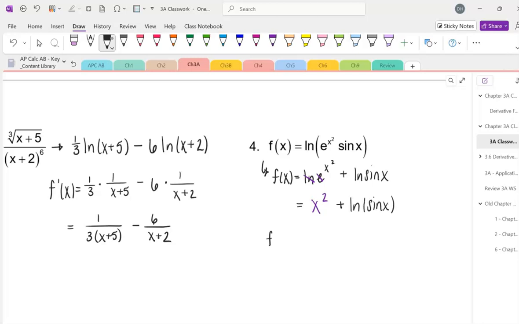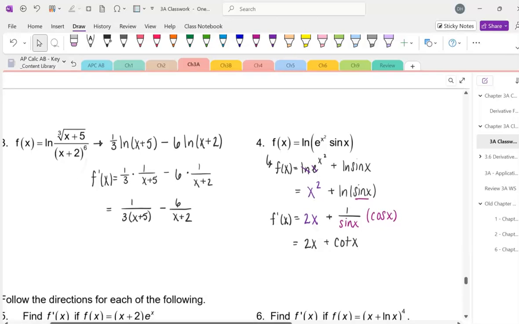So now we can take a derivative, and this is just straight power rule. So the derivative of x squared would be 2x, plus the derivative of natural log of sine is 1 over sine, the rewrite, multiplied by the derivative of sine, which is cosine. So the entire derivative is 2x plus cosine divided by sine, which is cotangent x.